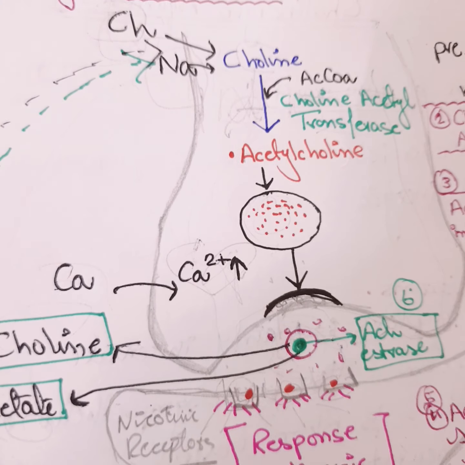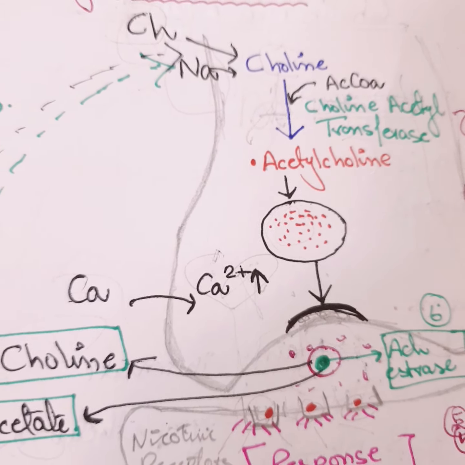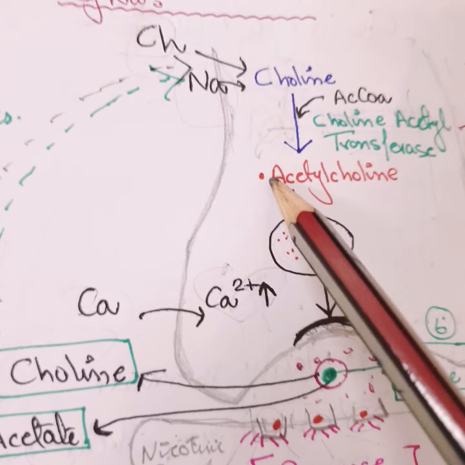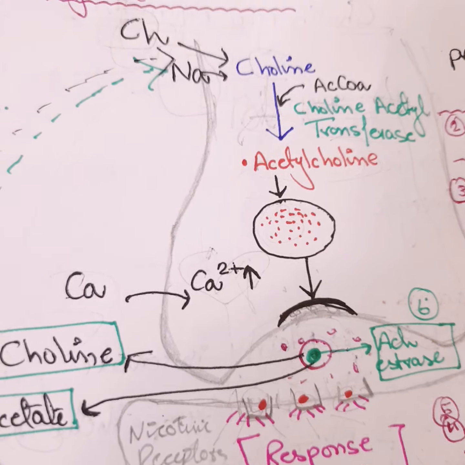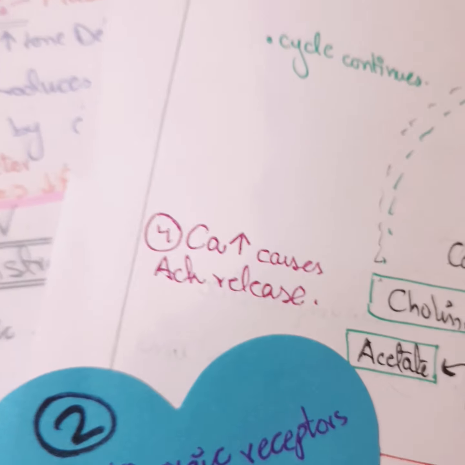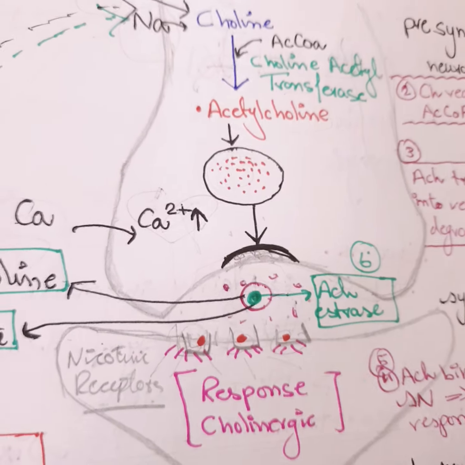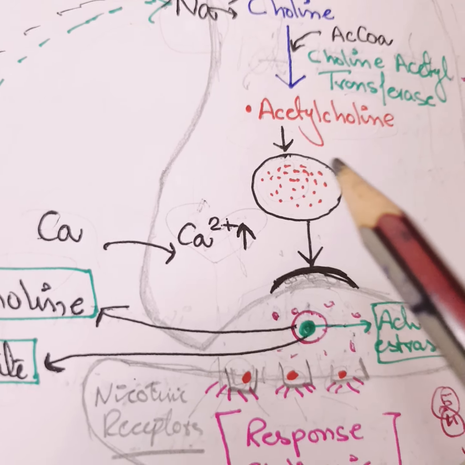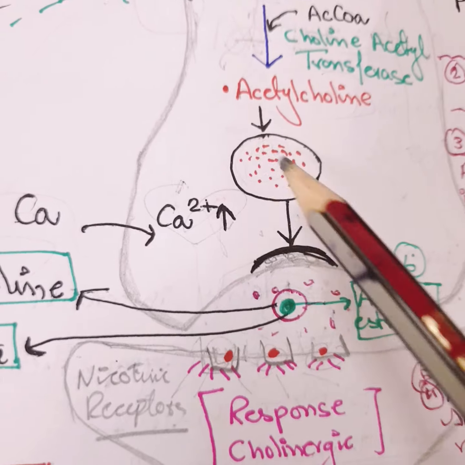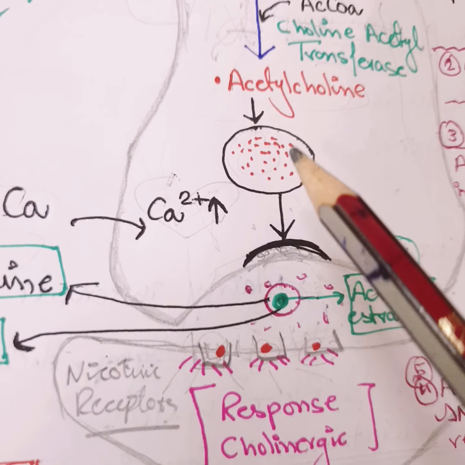Now choline will react with acetyl-CoA and form acetylcholine. This was the second step. In the third step, in order to protect acetylcholine from degradation, it will transport itself into a vesicle. This is the vesicle, and here is the acetylcholine.